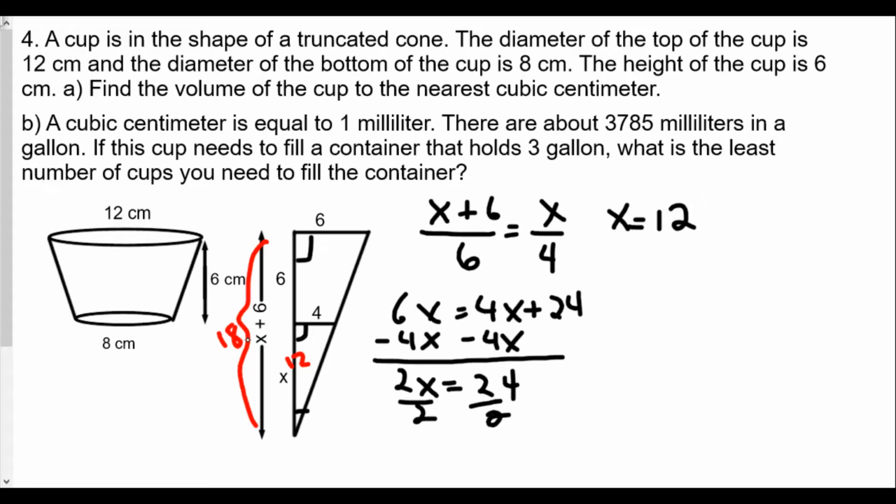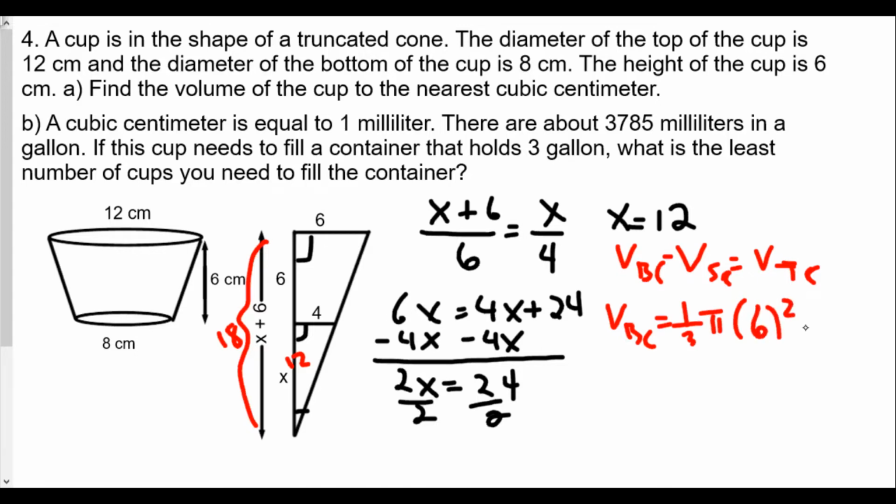And so the plan is going to be to find the volume of the big cone minus the volume of the small cone to get the volume of the total truncated cone. So big cone, small cone, truncated cone. All right, so the volume of the big cone is 1/3 pi times the radius, which we found to be 6, squared, times the height, which is 18. The volume of the small cone is again 1/3 pi times the radius, in this case 4, squared, times the height, which is 12.